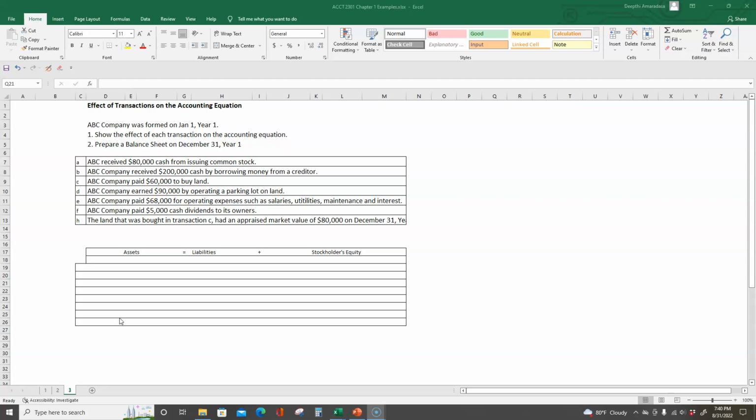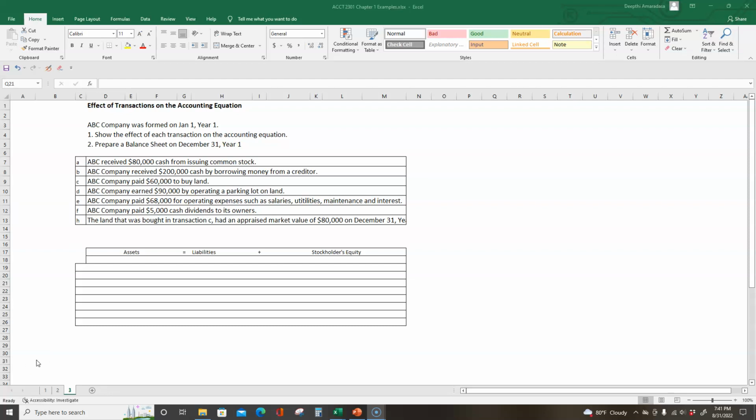On January 1, year 1, the minute the company was formed, the minute we were born, how much assets did this company have? How much liabilities did this company have? And how much stockholders' equity did this company have? The answer is 0. 0 assets, 0 liabilities, and 0 stockholders' equity. The company didn't exist before that. So right as it was formed, it doesn't have any assets, liabilities, or stockholders' equity. That's our starting point. Now let's look at the first transaction.